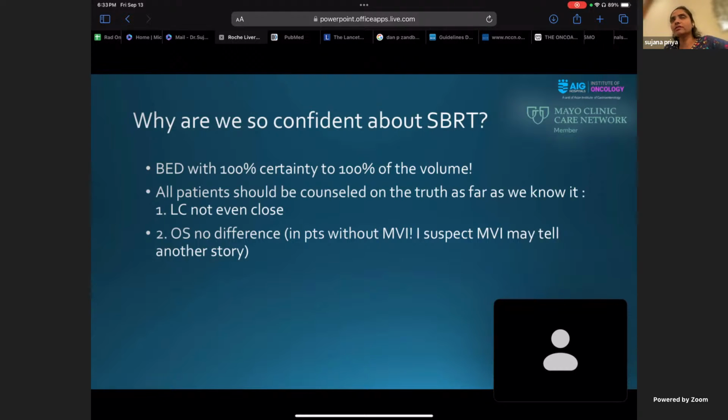Of course, there is no survival difference to see. We are talking only about SBRT as a local modality, not as a systemic modality, and I don't think we should be comparing apples with oranges. Still, in patients without MVI, I suspect MVI might tell a different story, but in RTOG 1112 we heard a different version of the story. Now that we are no longer using sorafenib at any point, we have moved to the immuno era. Still, I think there is a lot to be done in the future in combination with SBRT.